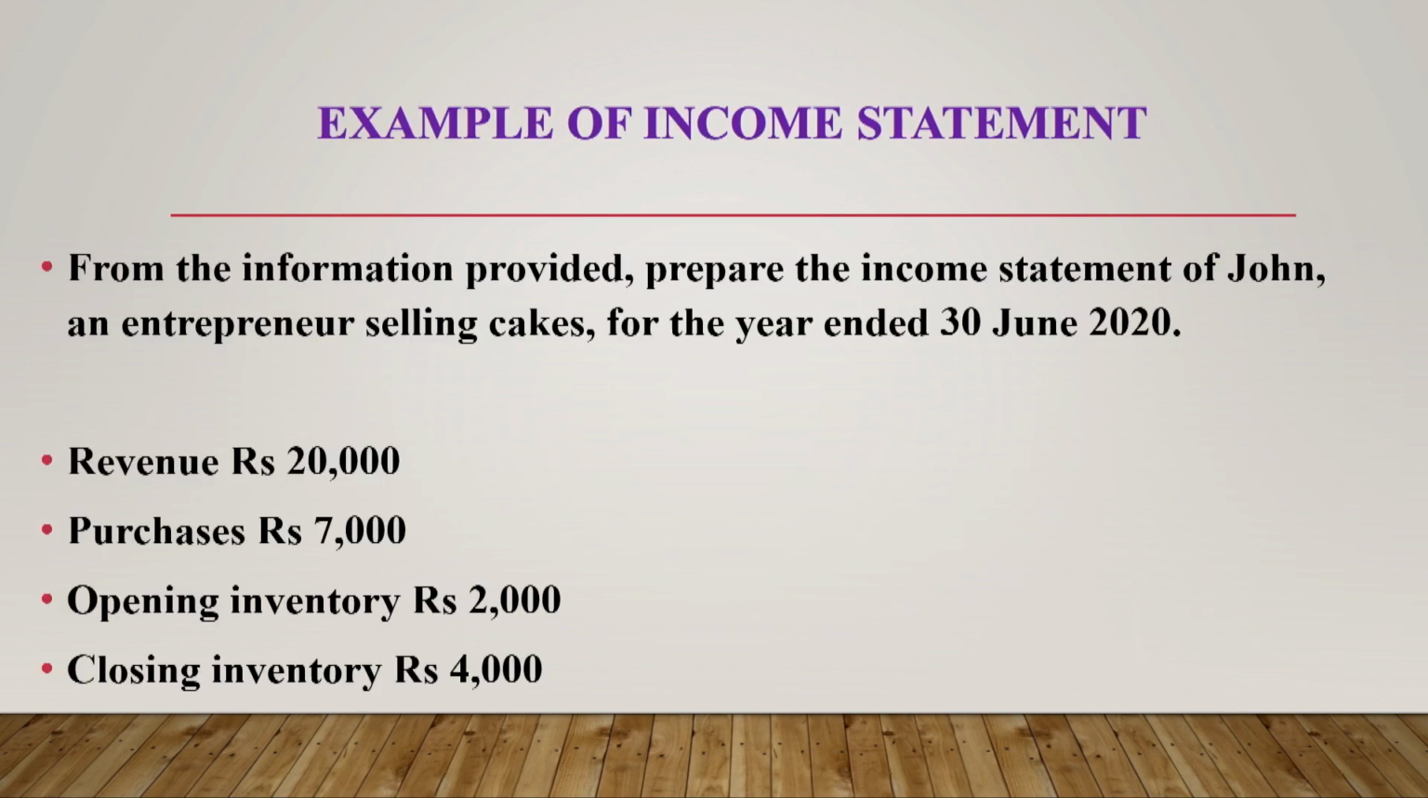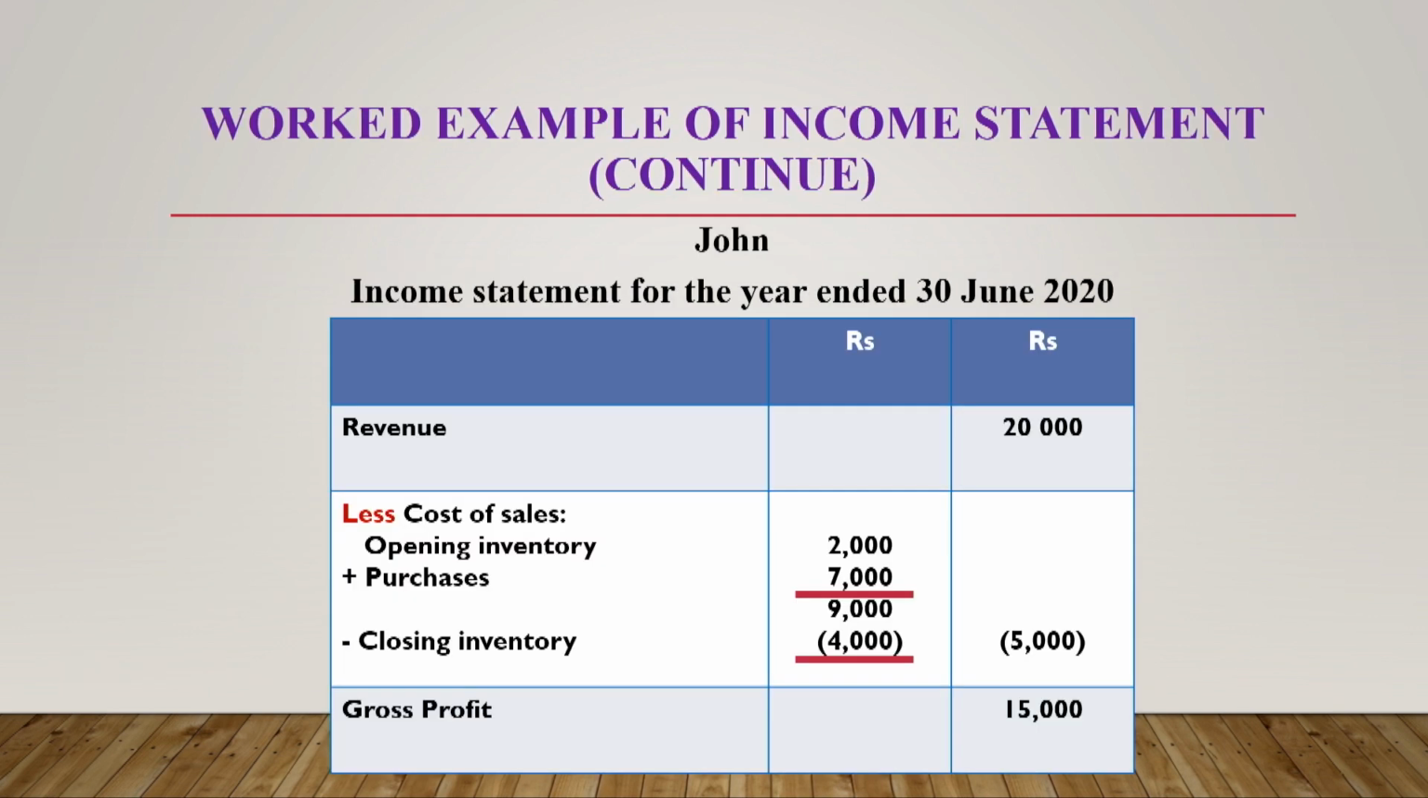Moving on, let's look at an example of an income statement prepared for John, an entrepreneur selling cakes for the year ended 30th June 2020. The revenue of John's enterprise is 20,000 rupees. He purchased raw materials costing 7,000 rupees. He has an opening inventory amounting to 2,000 rupees and a closing inventory of 4,000 rupees. So, when drawing the income statement, it is important to write the entrepreneur's name at the top so as to know for whom the income statement is being prepared for.